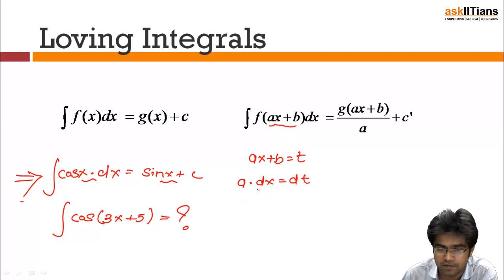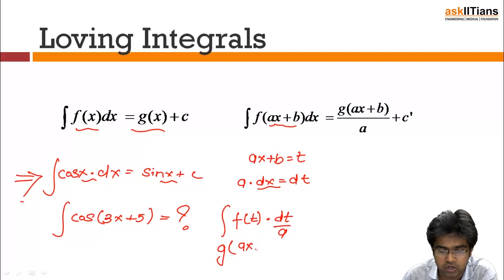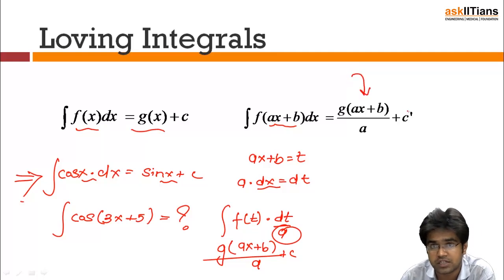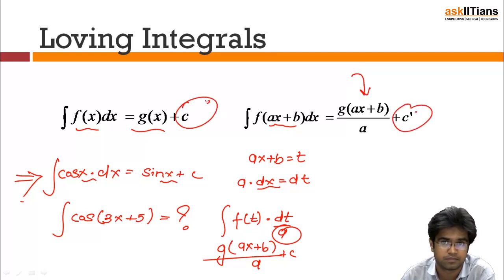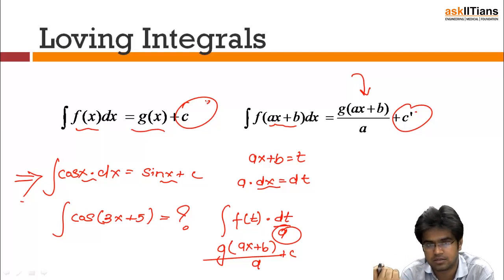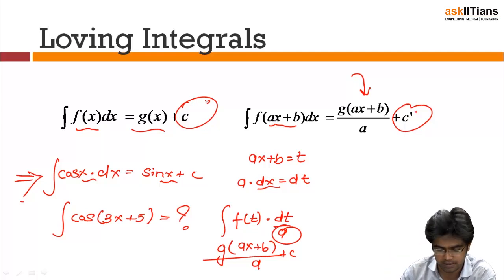Now do the back substitution. What is the value of dx? The value of dx is dt by a. That means integral of f of ax plus b is f of t, and dx is dt by a. Integral of f of x is known. Integral of f is g. So this function will become g of t. t is actually ax plus b, and divided by a, which is here, plus c. So that is how I was able to write it here. Obviously the constant of integration will be different from the earlier one. That is why these integrals are called linear integrals, because if there is a linear expression inside a function, I don't have any problem. I can integrate it very easily.